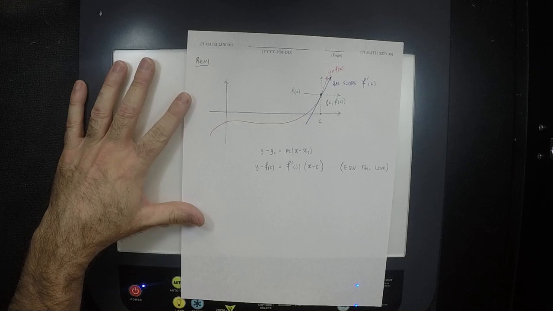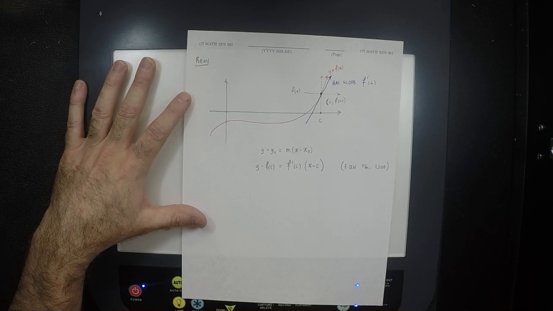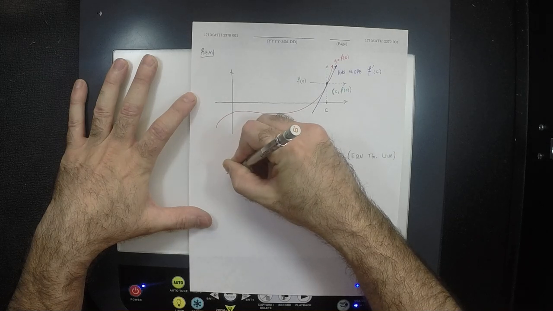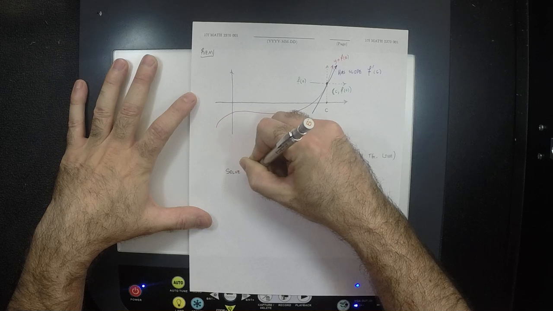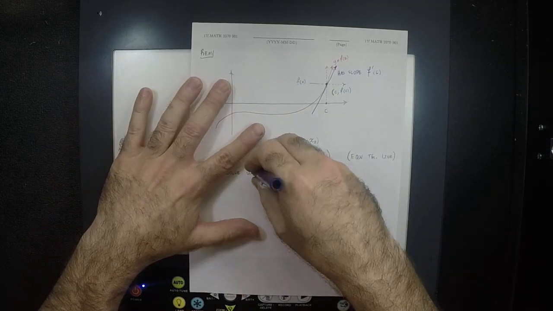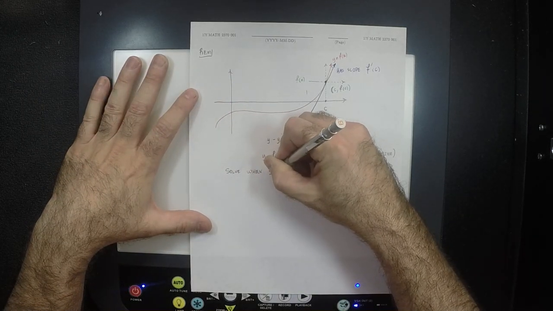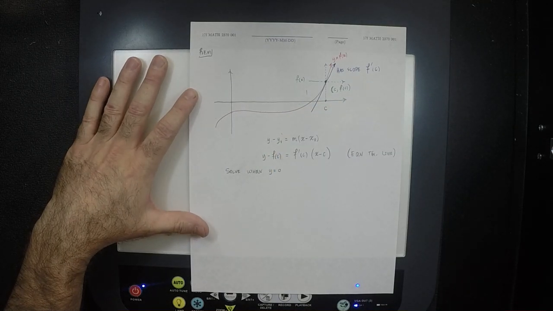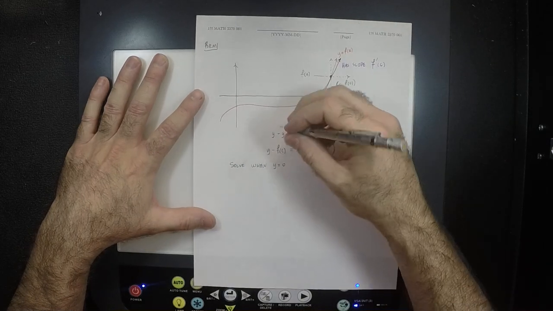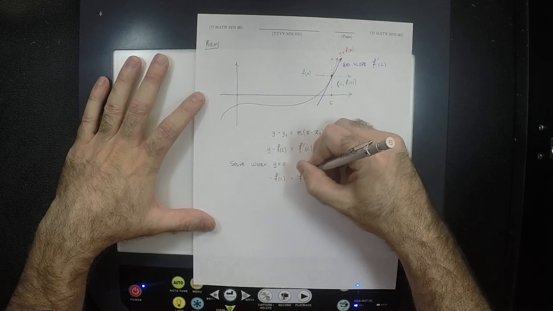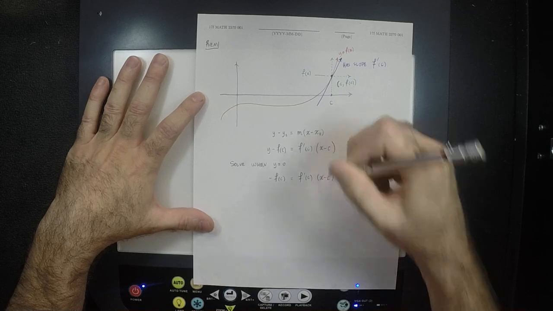And what is it that we wanted to do with that line? Find when the tangent line hits the x-axis. And what will be true on the x-axis? y will be 0. Okay, so now solve, when y is 0. And specifically, we want to solve for x, right? So that gives us negative f of c is f prime of c multiplied by x minus c. And we want to solve for x.